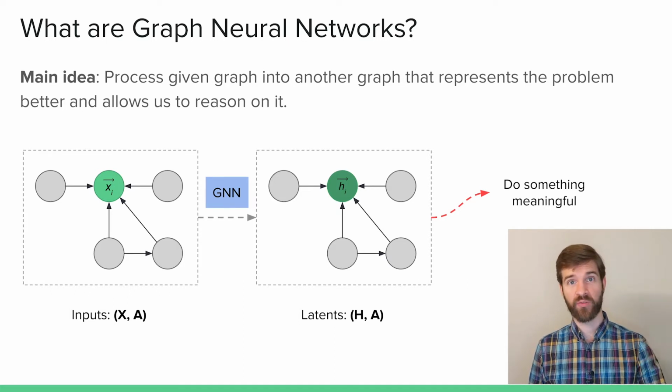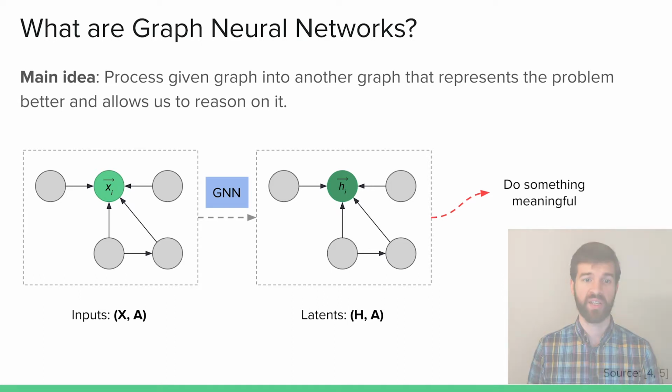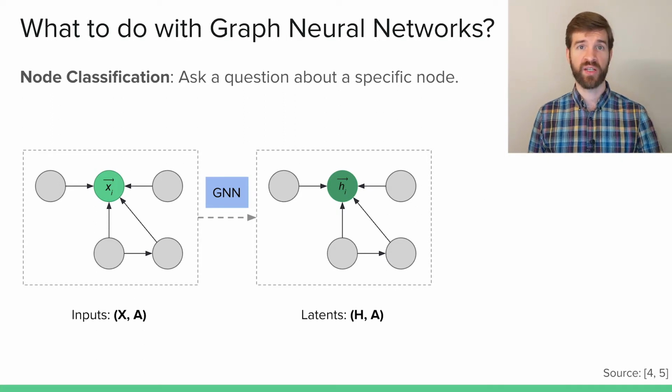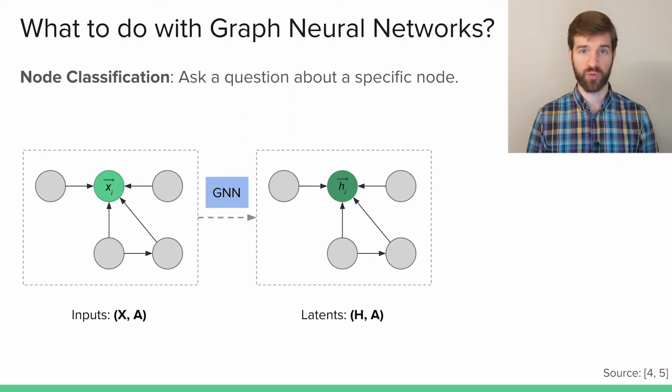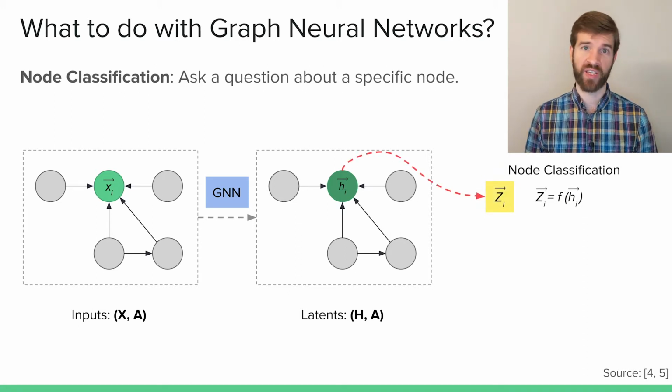And I would like to start with the first question, what are the things you can do with such a graph? Assuming we have been able to come up with a latent representation of our graph that is able to represent our problem better, what can we do with it? And the first thing we could do is try to answer questions about a specific node. That would be called node classification.